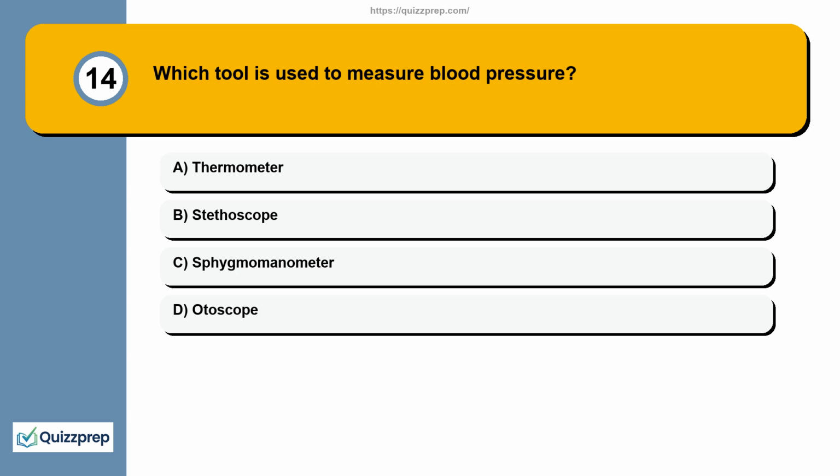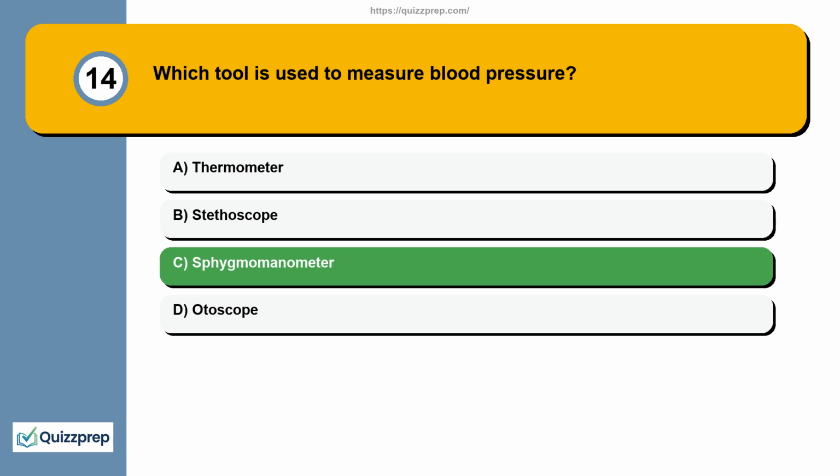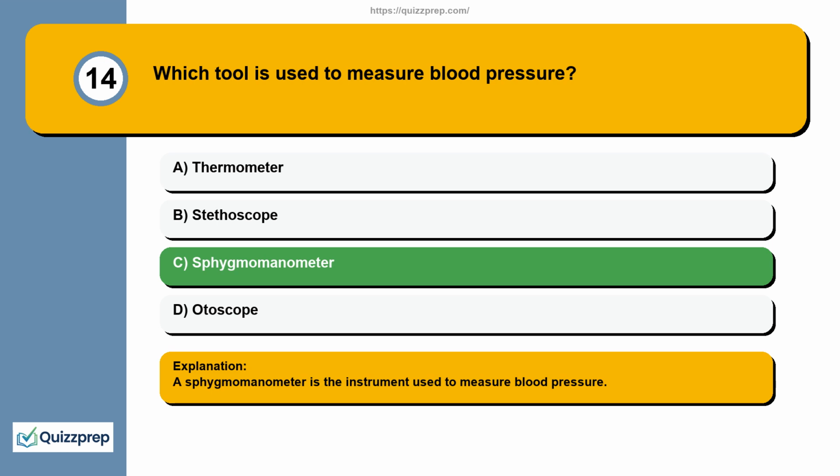Question 14. Which tool is used to measure blood pressure? Here are your options. Option A, thermometer. Option B, stethoscope. Option C, sphygmomanometer. Option D, otoscope. The correct answer is option C, sphygmomanometer. Explanation: a sphygmomanometer is the instrument used to measure blood pressure.